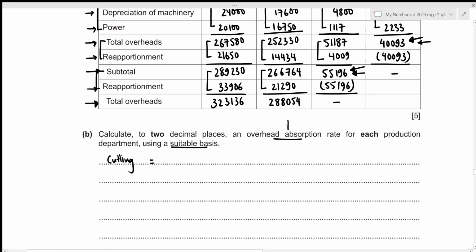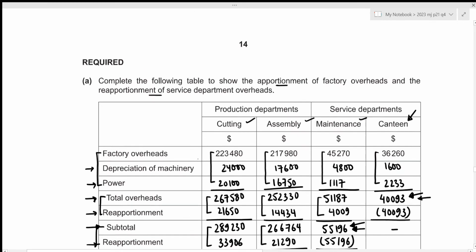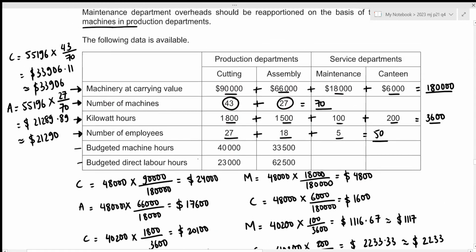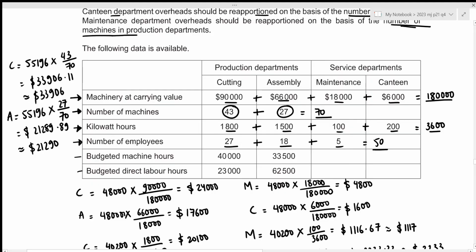So for overhead absorption rate, we just divide our total overhead by the maximum of our budgeted direct labor hours or the budgeted machine hours. So we have the total overhead for cutting department to be 323,136. Now we just need to compare the budgeted direct labor hours and budgeted machine hours for the cutting department, and it's given right here. So we can see that the machine hour is 40,000 and direct labor hours is 23,000.